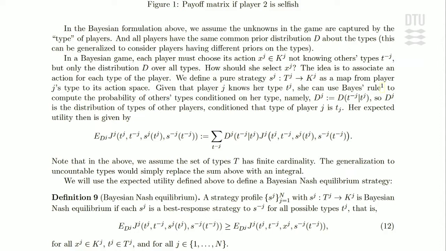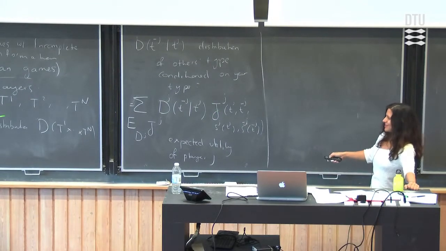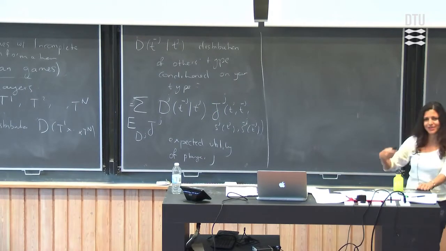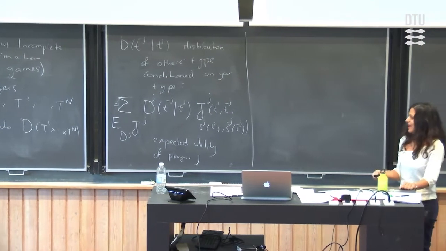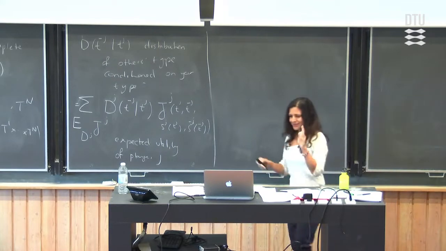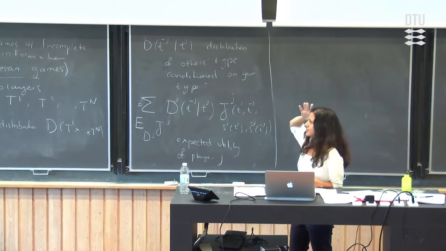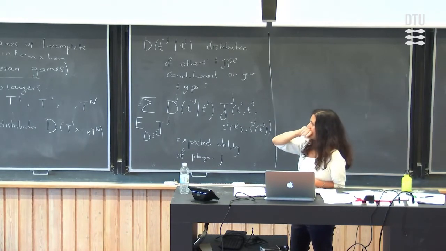Okay? So all it means is that you need to multiply your cost function with the probability that others have type T minus J, conditional on your own type. This gives you your expected utility, and you pick a strategy that maximizes your expected utility. But I'll just give you one example of this because I think it's very interesting. This is called the Bayesian Nash Equilibrium.